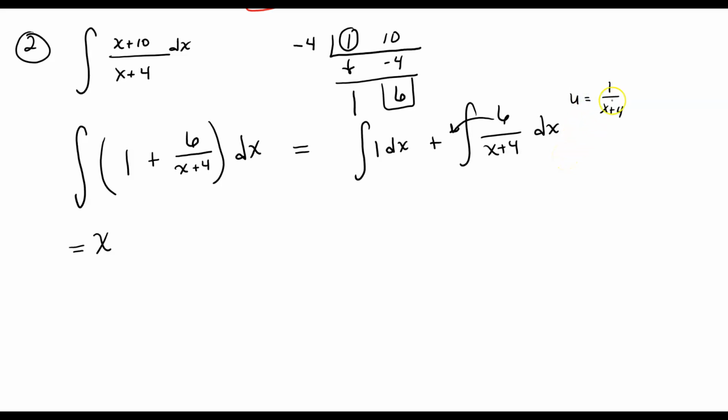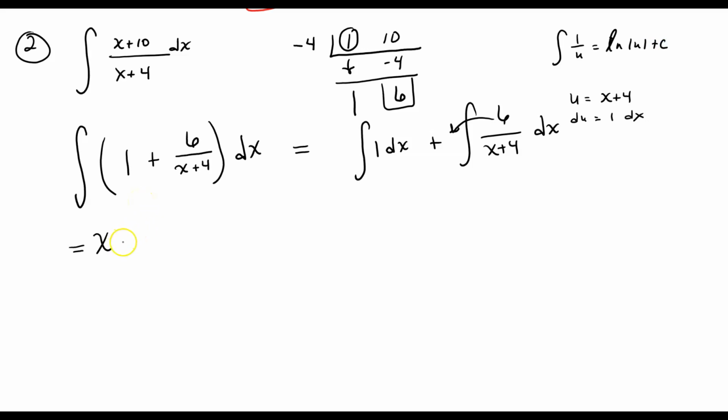Actually, no, that's not u. The u is the x plus 4. Okay, so you end up with a 1 over u. So the du of x plus 4 is just 1 dx, when you think about it. So this right here, 1 over u, the integral of 1 over u, as you may recall, is just the natural log of u plus c. So that's what we're going to end up with here.